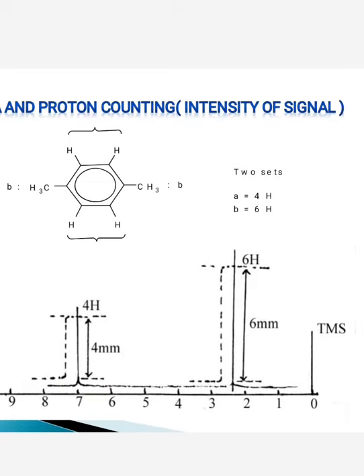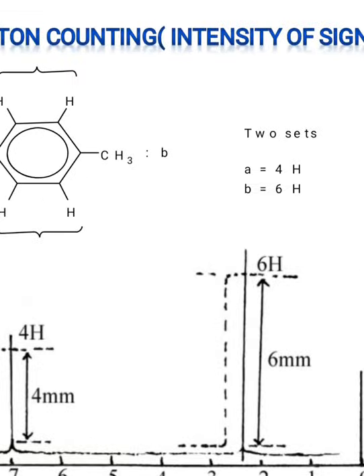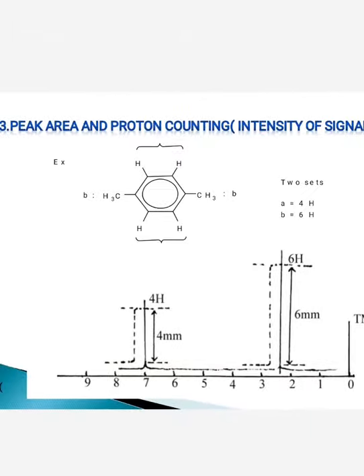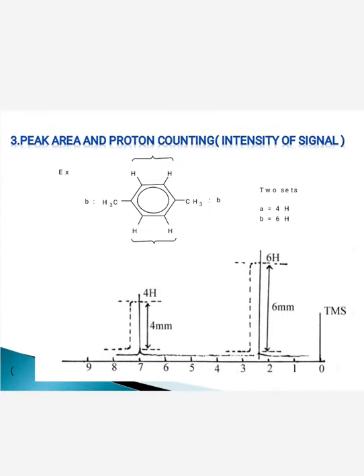The first signal, related to the A set, has an intensity height of 6 hydrogen atoms; it clearly indicates the 2 methyl groups. The second signal gives an idea about the 4 hydrogen atoms; its height clearly indicates the total number of 4 hydrogen atoms of the aromatic ring. This means from the intensity of the signal we get an idea about the total number of protons for that particular type.